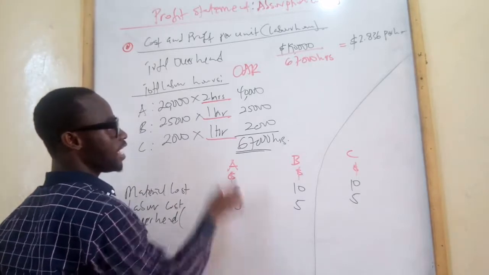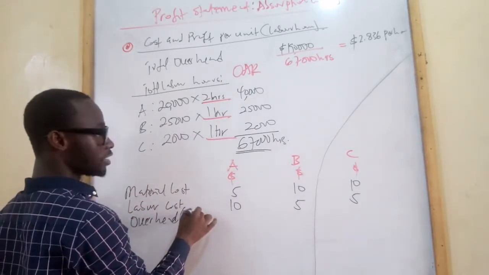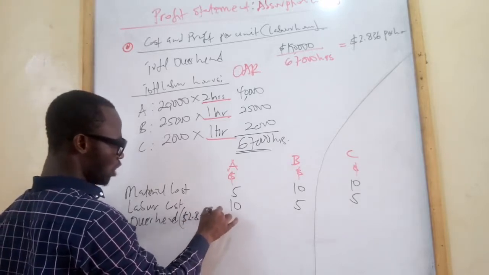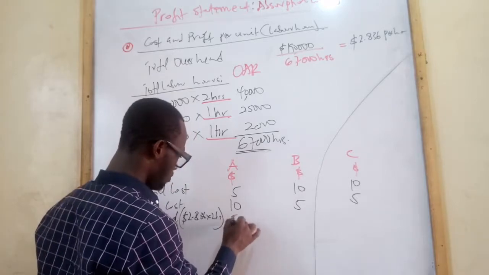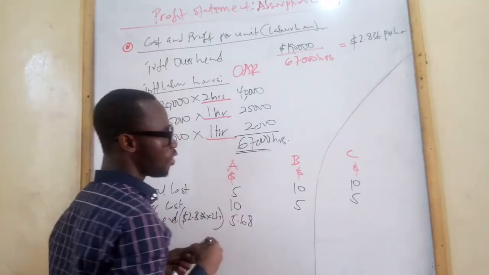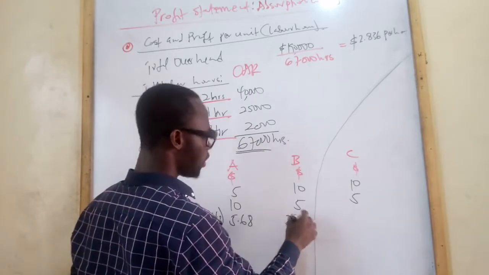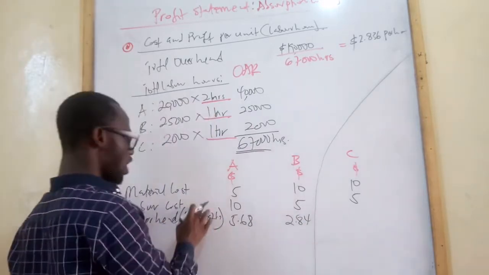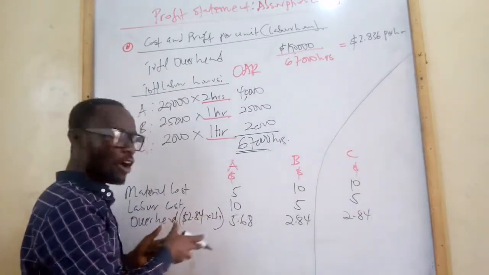So for product A, it's going to be 2.836 times 2 hours, and that is going to give us 5.68. For product B, we're going to multiply it by 1, so it's the same figure, 2.84. So that is the overhead.